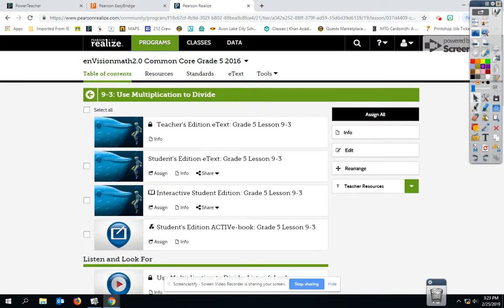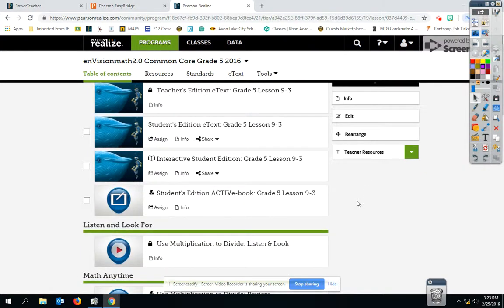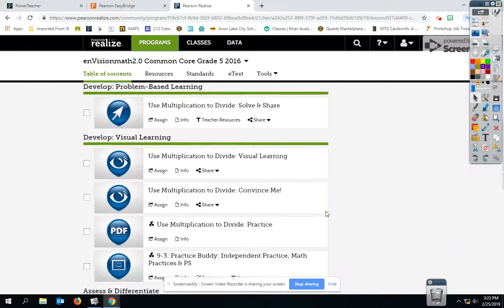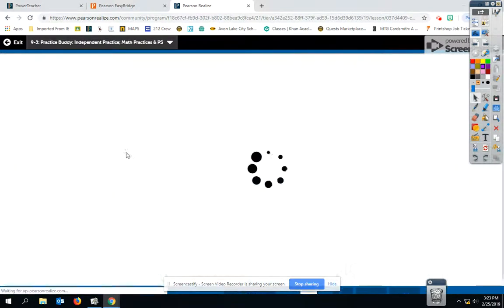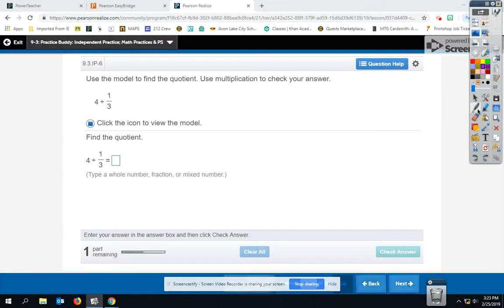Today we are going to be working on lesson 9-3, using multiplication to do division, and specifically to divide fractions. So what I need you to do is open up your math notebooks, and let's go ahead and take a look at some practice problems. In your math notebook, you need to write down this problem, please: 4 divided by 1/3.